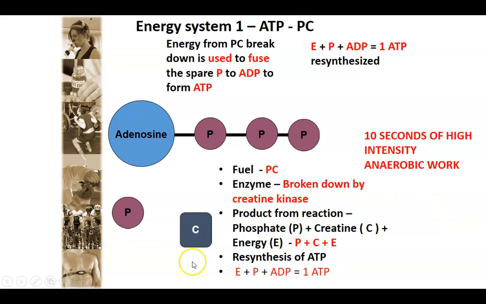Obviously, I'm going to add to this during lesson, but hopefully, once you have this down, you have a general idea of the breakdown of phosphocreatine to create ATP, also known as the ATP PC system.